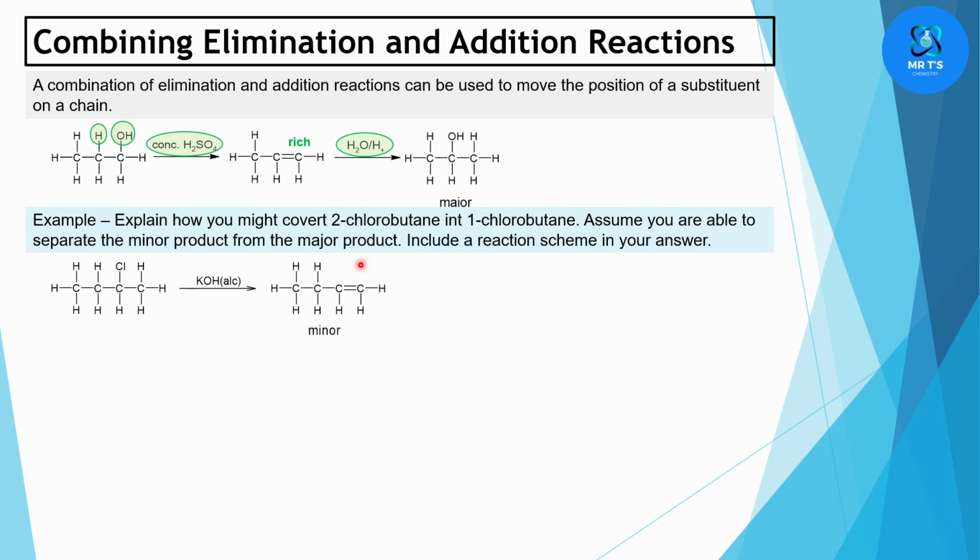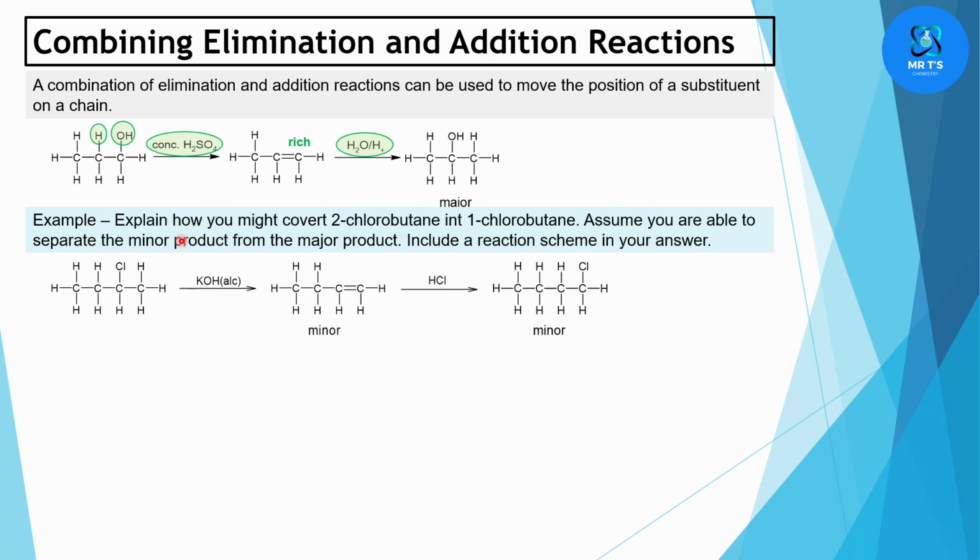And we have to assume that if we produce the minor product and the major product, we can separate them apart from each other. Okay, so now what I want to do is add HCl. And again, we have to recognize here that when we add HCl, the majority of the time, when we break the double bond, the hydrogen will go to the carbon with the most hydrogens, and the chlorine will go to the carbon with the least hydrogens the majority of the time. But we want the chlorine on the first one, so the minor product is the one that we want. Now, this is the reaction scheme that we were asked to do.